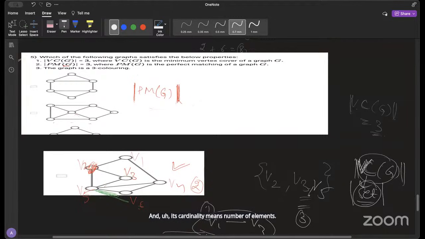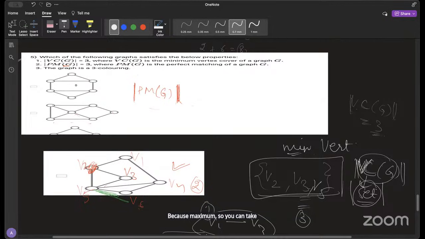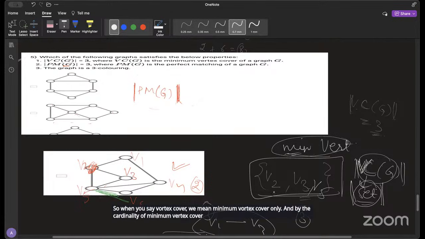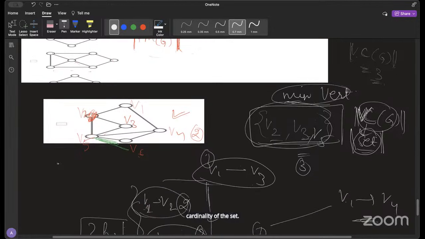in that set. So if this is one of the vertex covers, and when someone says vertex cover, it automatically means we're talking about the minimum vertex cover, because for the maximum you can take all vertices. The maximum vertex cover will be all the vertices in that set. So when you say vertex cover, we mean minimum vertex cover only. And by the cardinality of the minimum vertex cover, we mean the number of vertices in your vertex cover. Cardinality of this set.